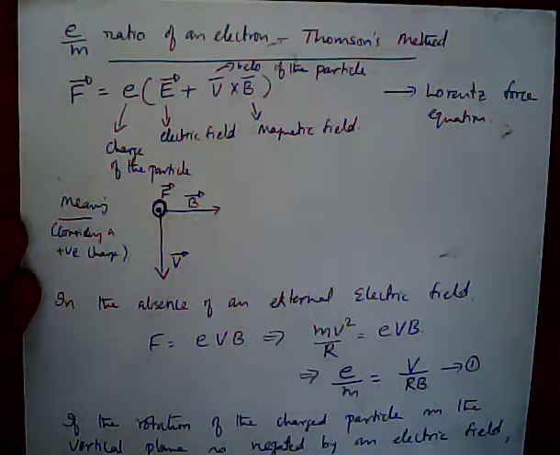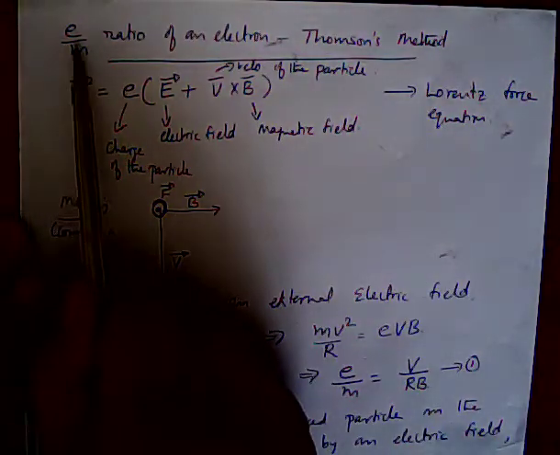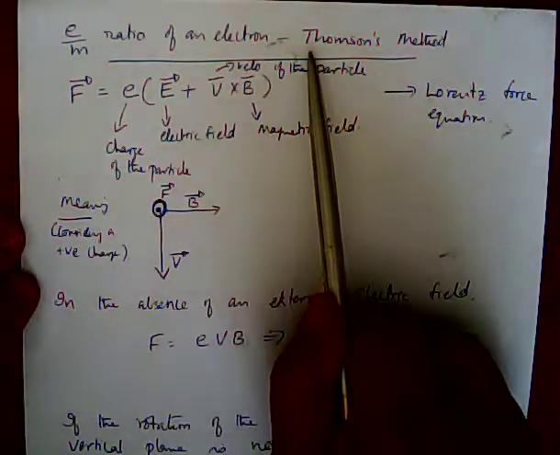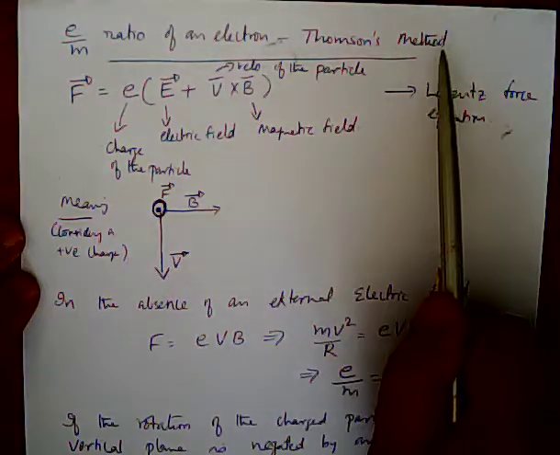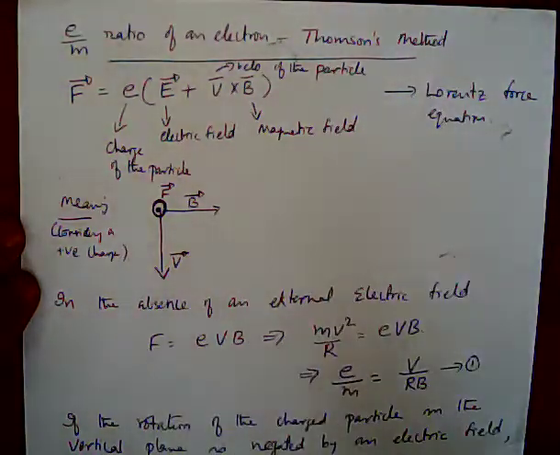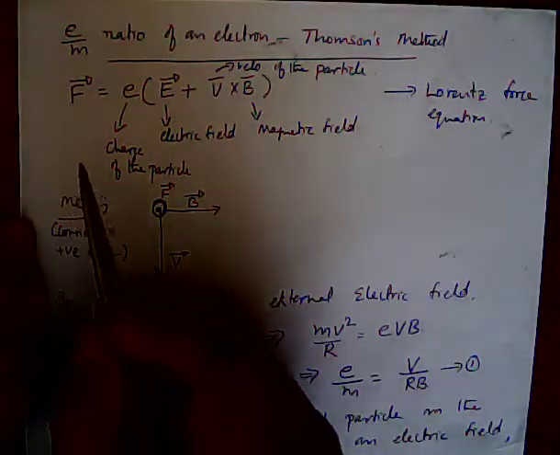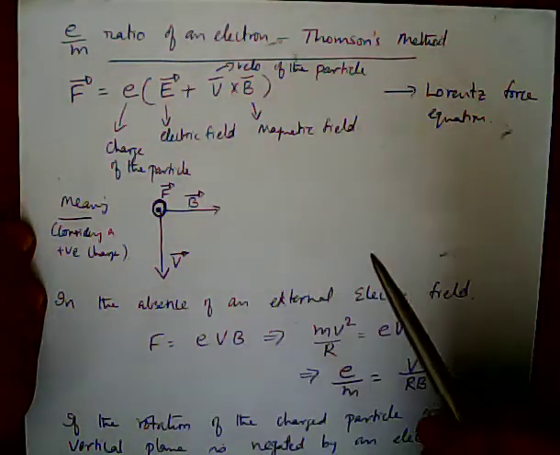In this particular experiment, we will be trying to estimate the charge to mass ratio of an electron using a procedure developed by J.J. Thomson, which is called Thomson's method. The basic idea involved in this method is using the Lorentz force equation, which we have all studied in your lower classes.